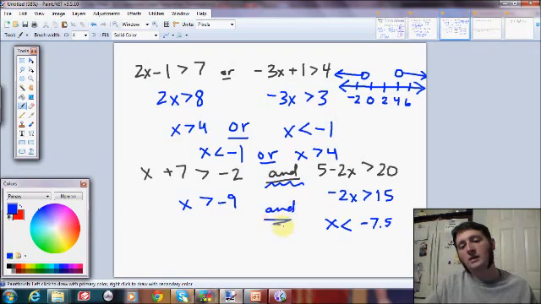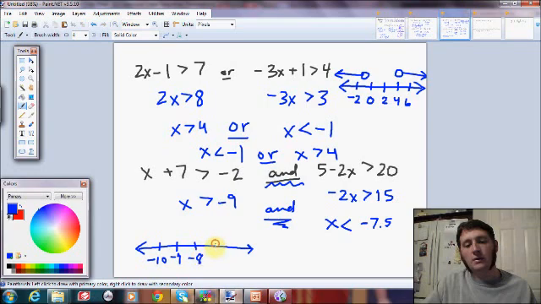So here's our and number line picture. Let's see, negative 10, negative 9, negative 8, negative 7, negative 6. It's a terrible negative 7, but there you go. Alright, so let's see, we have x is greater than negative 9, so be open at negative 9 pointing right, but at x is less than negative 7.5, it would be open pointing left.